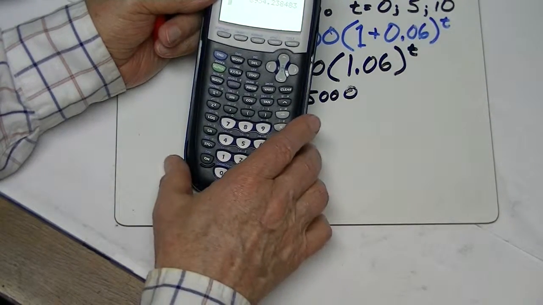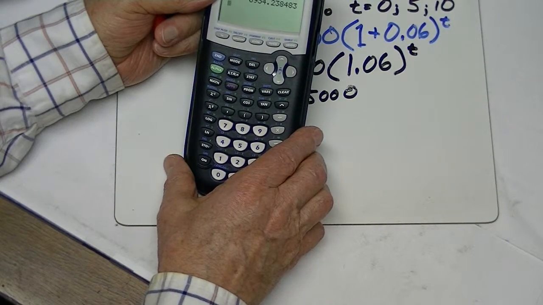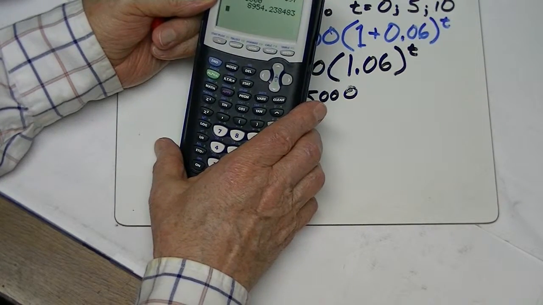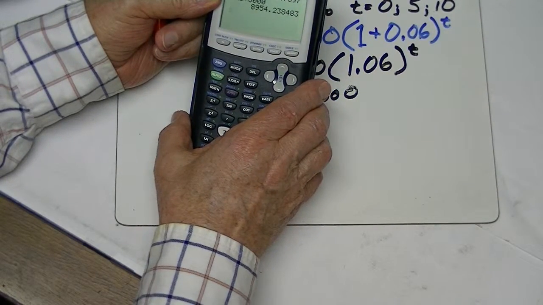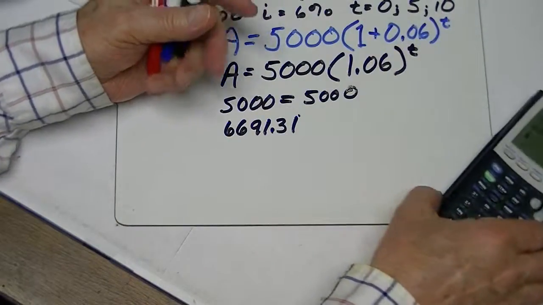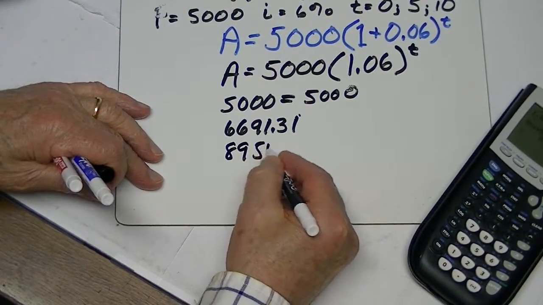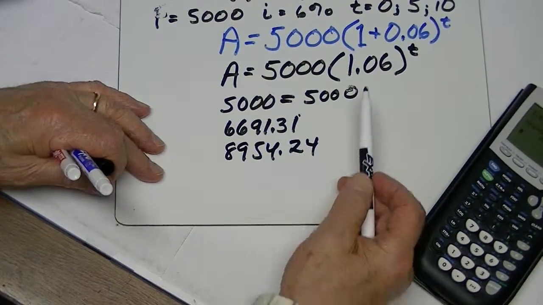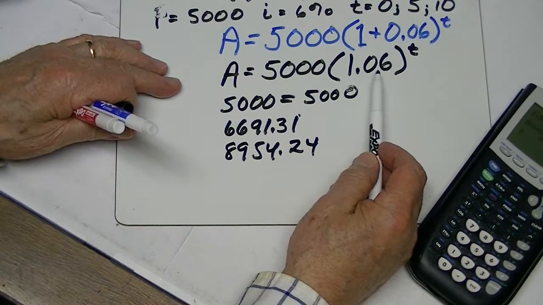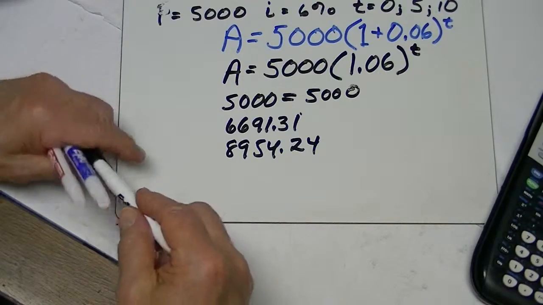And we hit enter. And we see we now have 8,954, rounding off 24. So 8954.24 after 10 years. So 6% interest is pretty good. We don't get 6% interest much anymore.